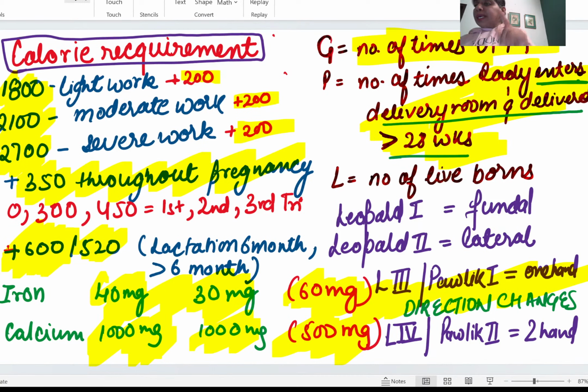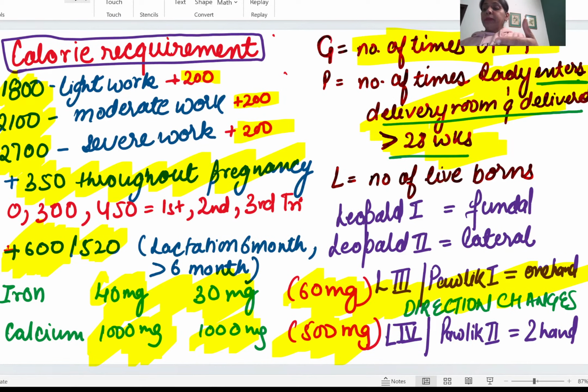So Leopold third grip is nothing but a pelvic first grip or Pawlik first grip, and in the Leopold third grip, we put our hand like this, okay, and we feel the fetal head. Here also our face is toward the mother's face. Now in the last grip we change our direction. Now the doctor's face is toward the fetus or toward the patient's feet.